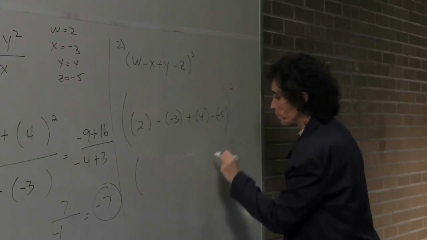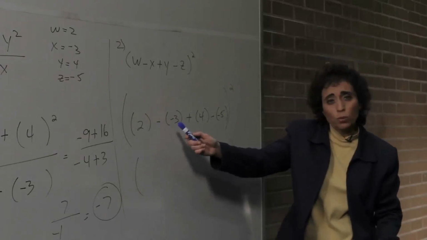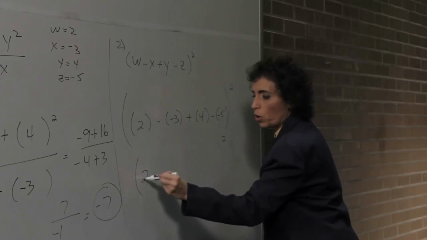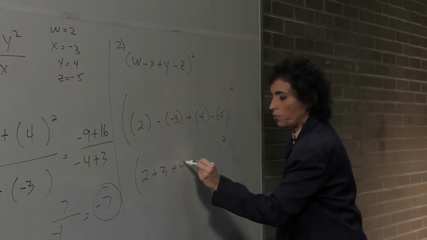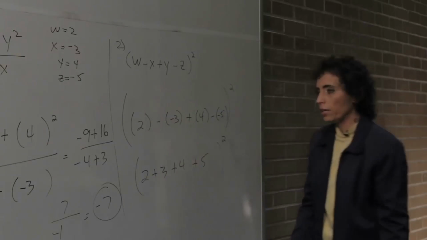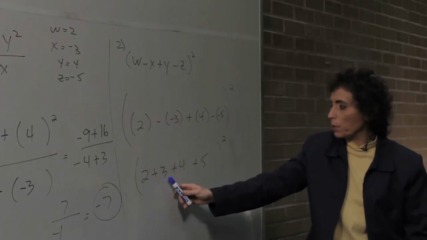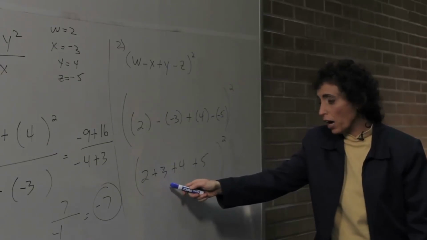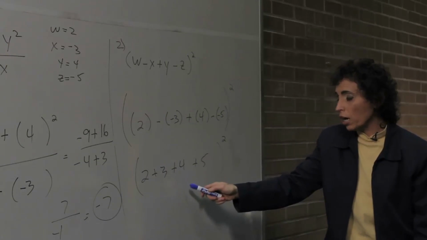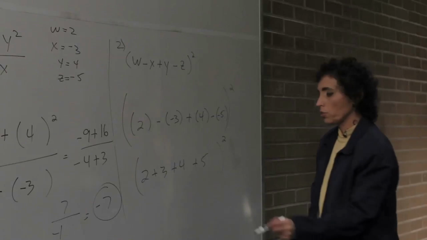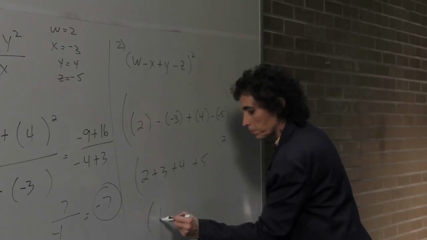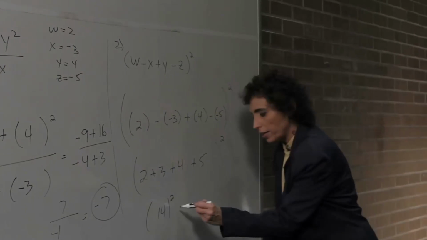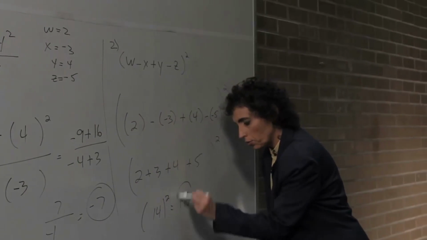Okay, here we go. This becomes 2 minus a minus 3. Put that little square outside, which is 2 plus 3 plus 4 plus 5, okay? Minus a minus becomes that plus. Minus a minus becomes that plus. 2 plus 3 is 5. 5 plus 4 is 9. 9 plus 5 is 14. Squared. So now I just take 14 and I square it, and that is 196.